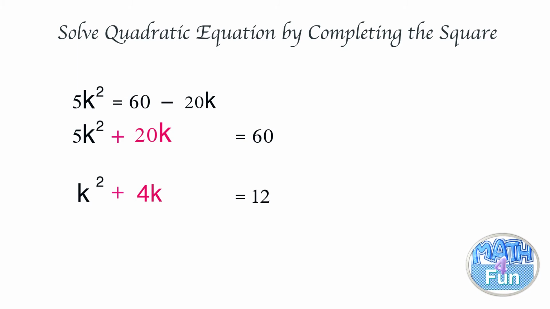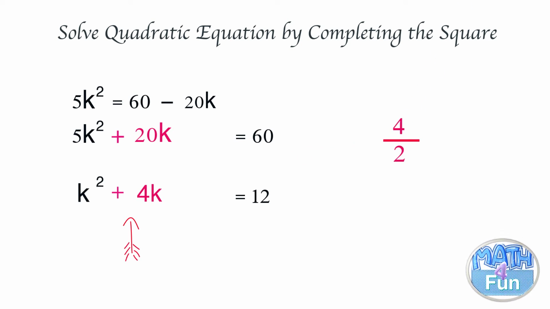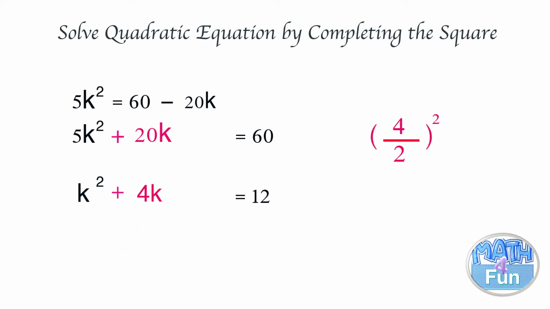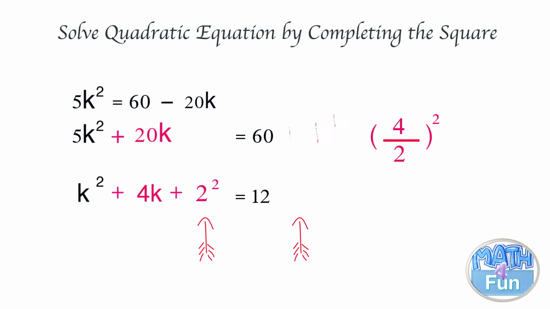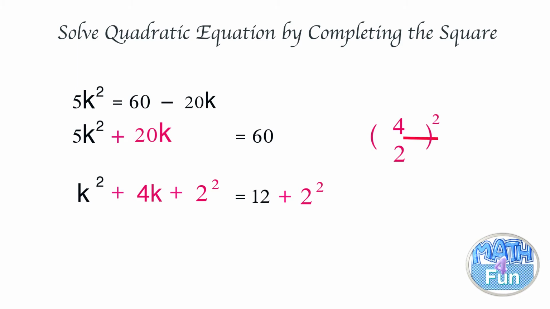The step here is very important. We take the coefficient of k, which is 4, we divide it by 2, and we square it. And look what we do now. We add it on each side of the equation, so it becomes k squared plus 4k plus 2 squared on this side, and plus 2 squared on the right side.